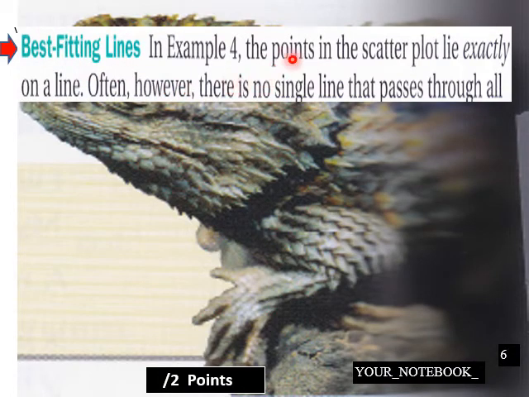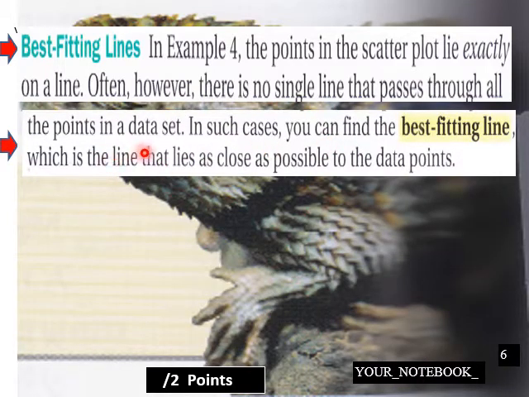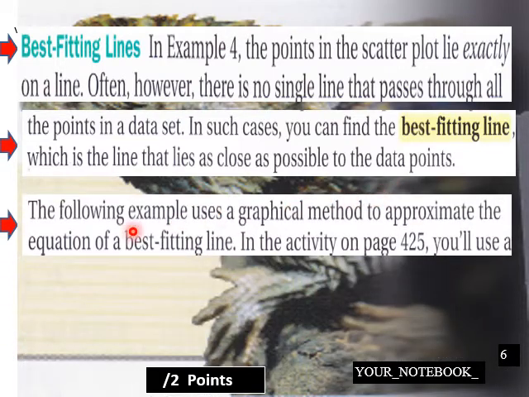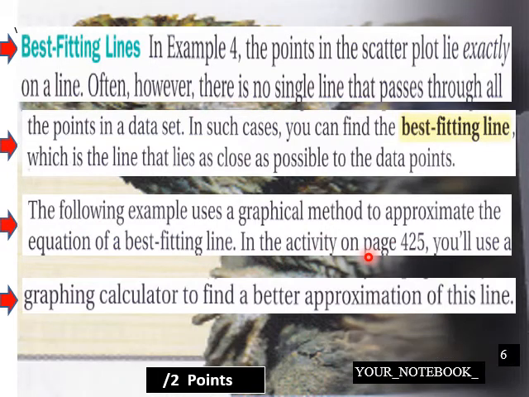Best fitting lines, example 4. The points in the scatter plot lie exactly on a line. Often, however, there is no single line that passes through all the points in a data set. In such cases, you can find the best fitting line, which is the line that lies as close as possible to the data points. The following example uses a graphical method to approximate the equation of a best fitting line. In the activity on page 425, you use a graphing calculator to find a better approximation.